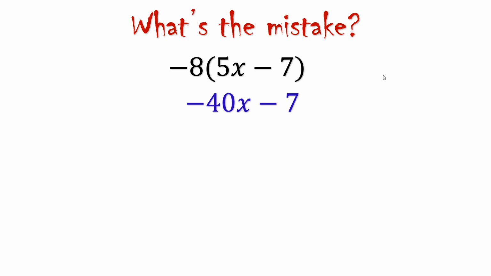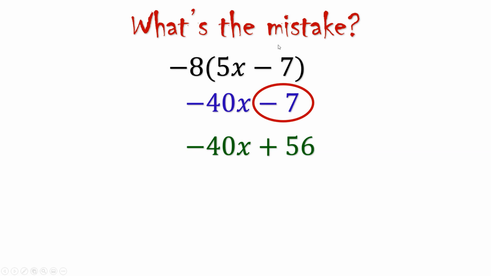So what's the mistake here? Well, we have negative 8 times 5x. That would result in a negative 40x. So this part is correct. But negative 8 times negative 7, this is an example of where someone forgot to distribute the negative 8. So to fix it, we would do negative 8 times negative 7, which is positive 56.